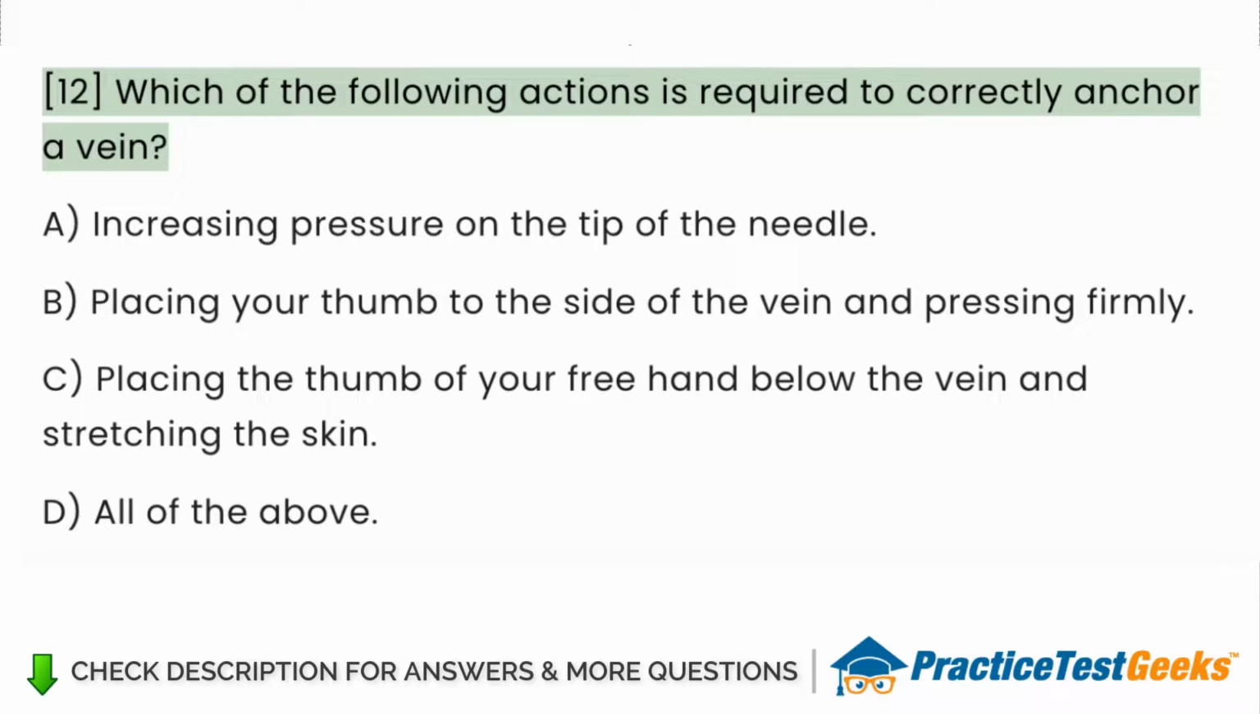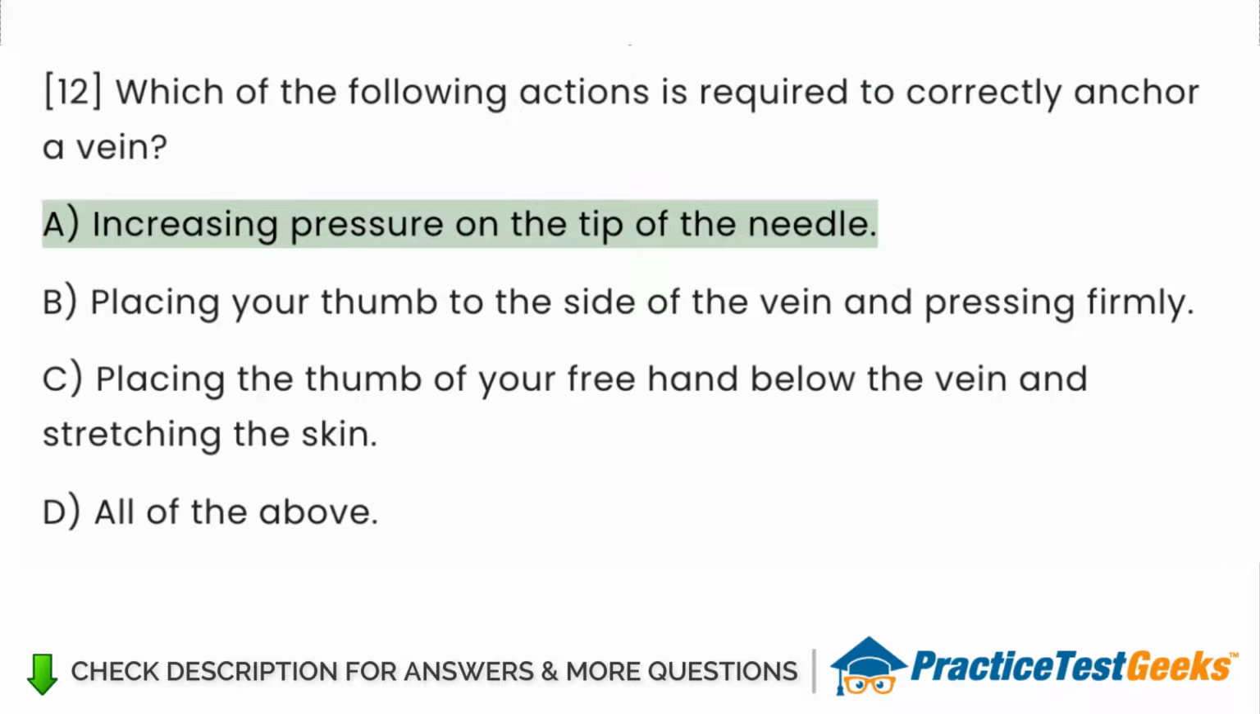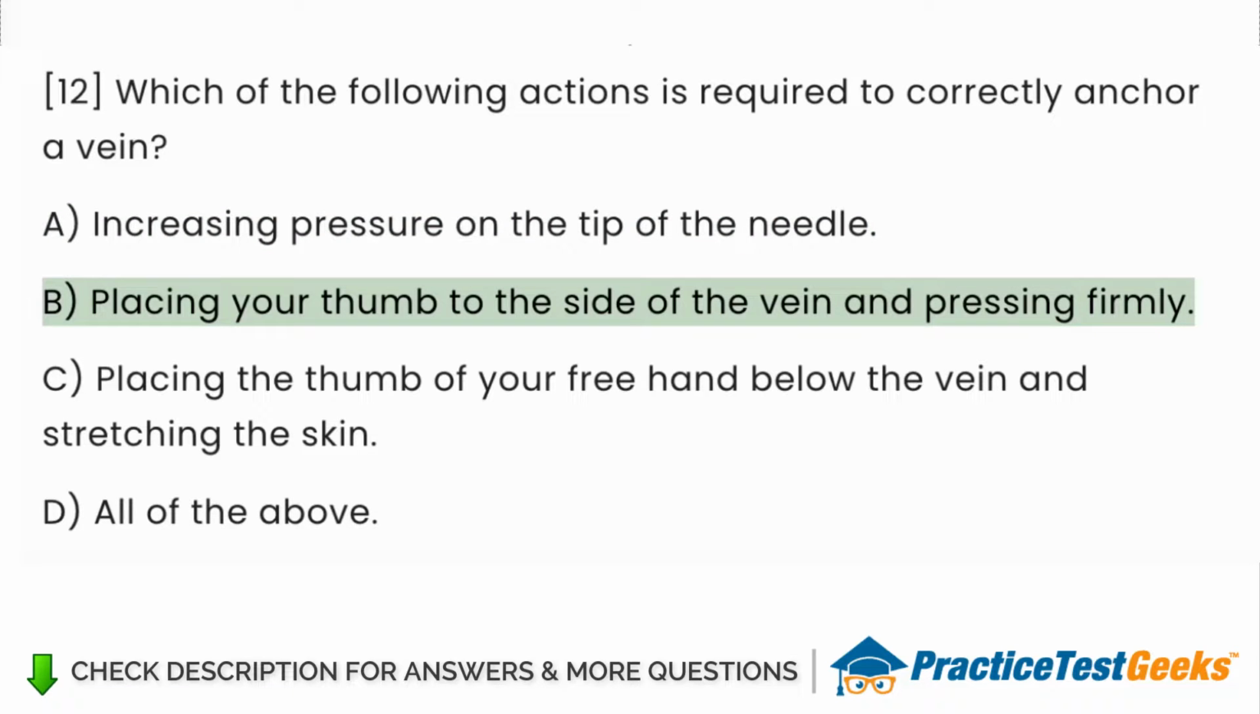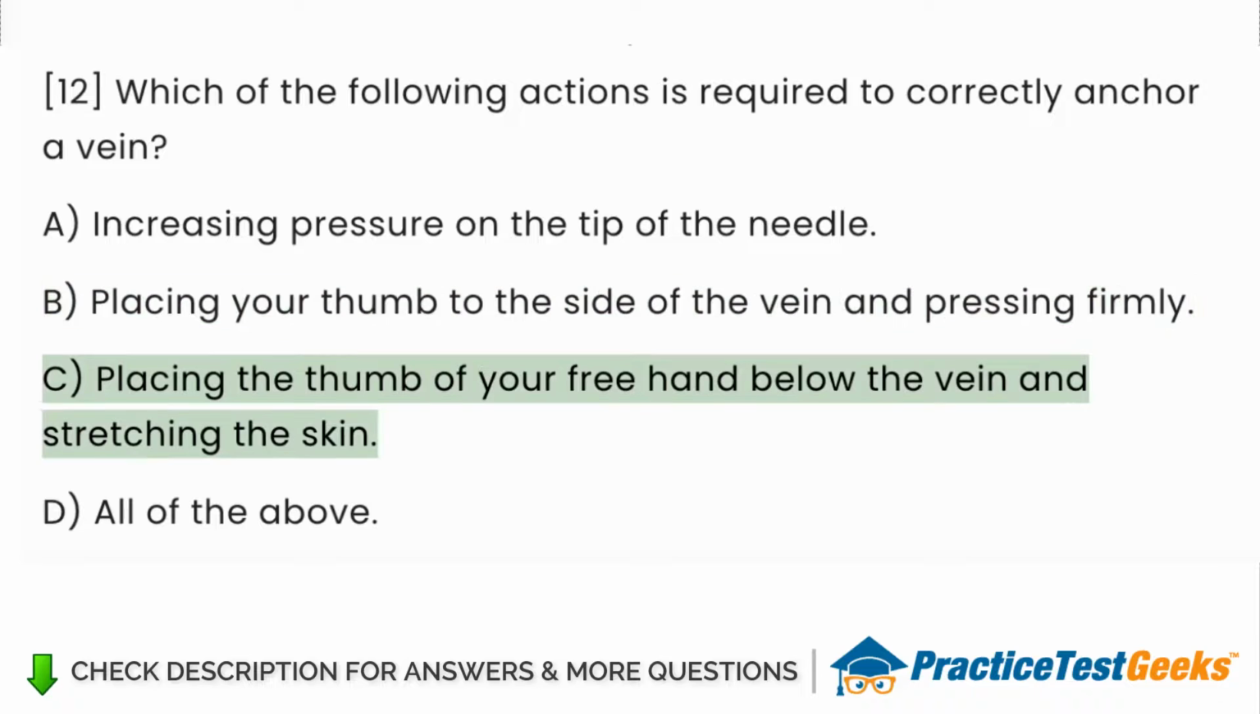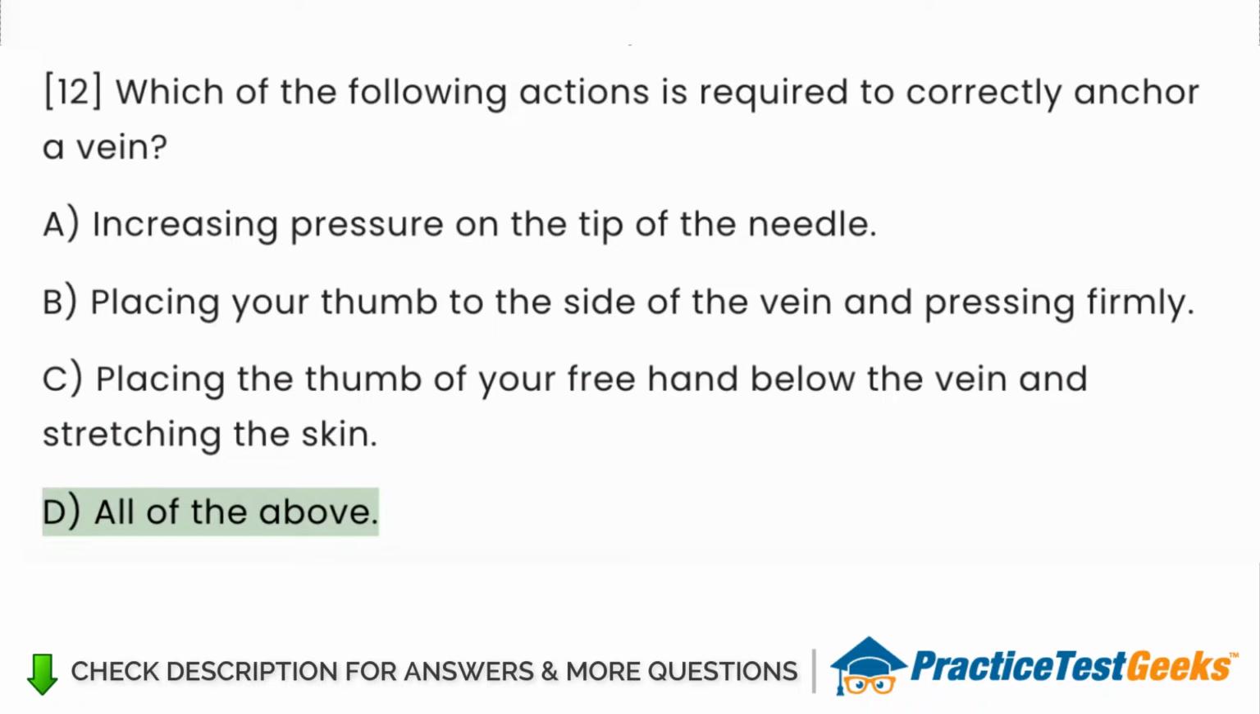Which of the following actions is required to correctly anchor a vein? A. Increasing pressure on the tip of the needle. B. Placing your thumb to the side of the vein and pressing firmly. C. Placing the thumb of your free hand below the vein and stretching the skin. D. All of the above.